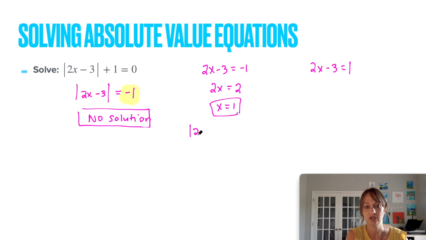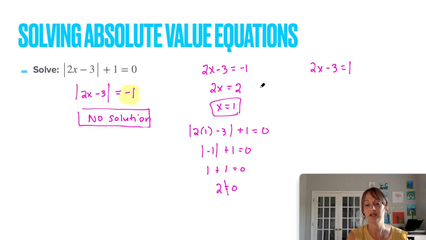And I'll show you again. If I plug in 1, if I substitute it in, 2 times 1 is 2, 2 minus 3 is -1. The absolute value of -1 is 1, and 1 plus 1 is 2. 2 cannot equal 0. Same thing would happen over here if you were to solve it. Again, it will not work, and so your answer is automatically no solution.